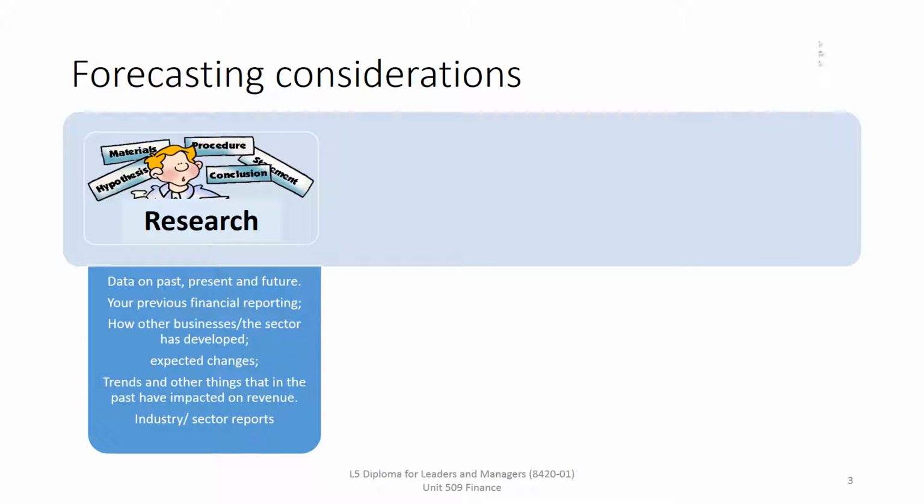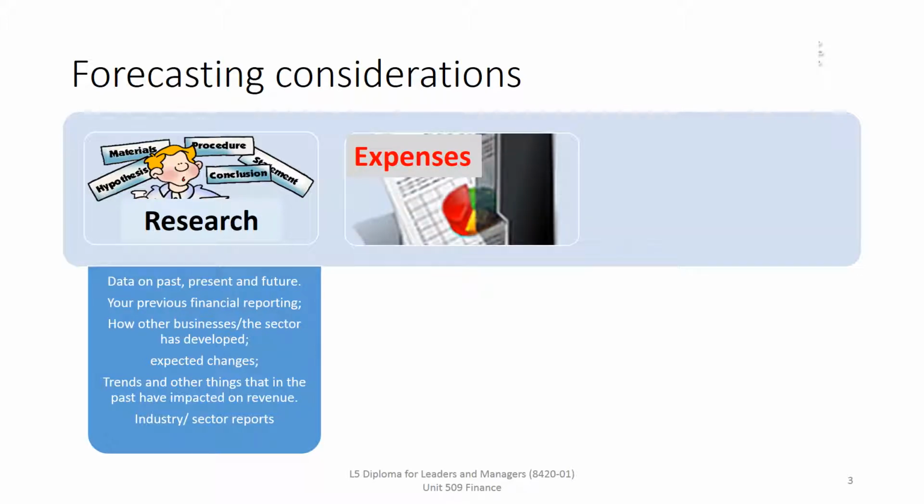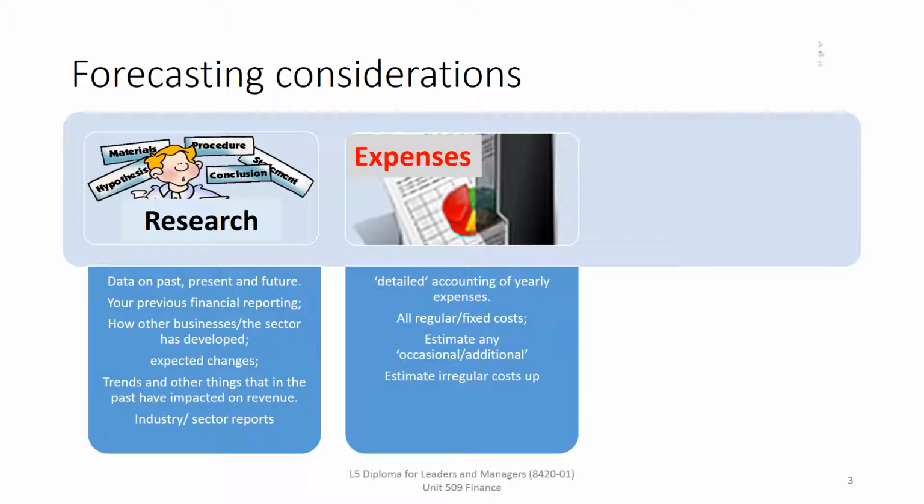And secondly, you need a thorough breakdown of the expenses. It needs to be a detailed account of the yearly expenses, which is why all that financial reporting we talked about is so critical. It needs to ensure it's considered all the regular costs and estimated any additional or occasional expenses, preferably estimating the irregular ones up, as it's better to plan for a higher cost and then to have a budget surplus rather than the opposite.